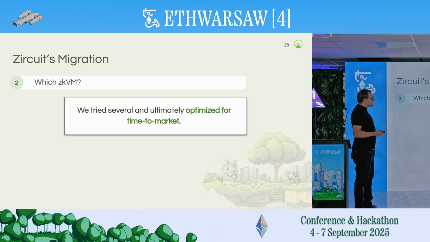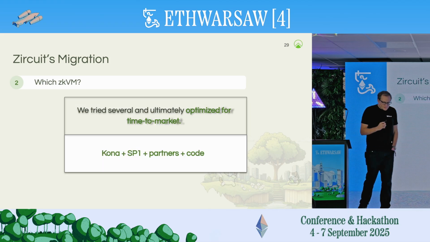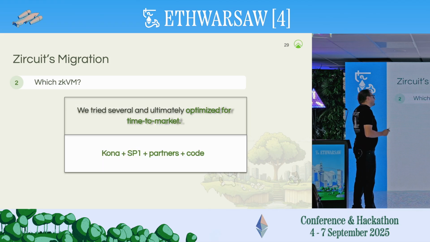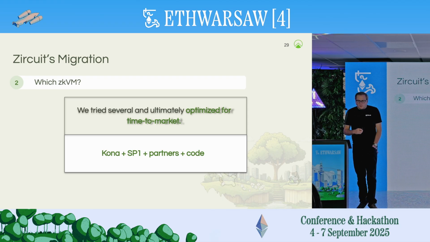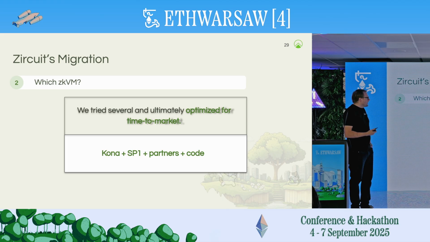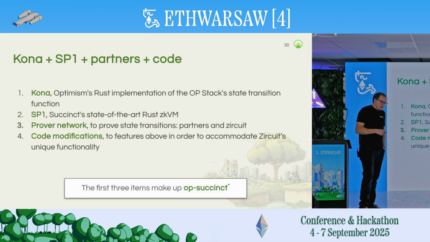When you get to real-time proving on Ethereum, this will matter a lot. You need everything to come under 12 seconds. For a rollup, which has a delay period of not 12 seconds, I am less concerned about this. And so what we did was we found Kona, SP1, some partners, and we put our own code into this. And so I'm going to talk to you a little bit about what we changed and how we did that and why we did that, keeping in mind that we optimized for go-to-market time.